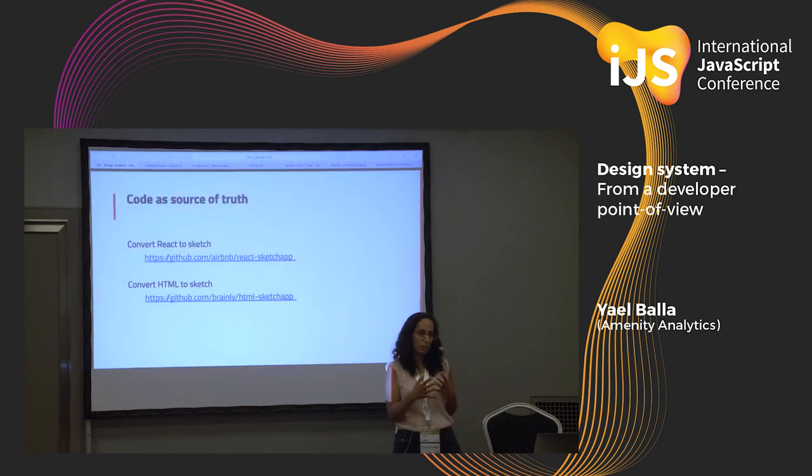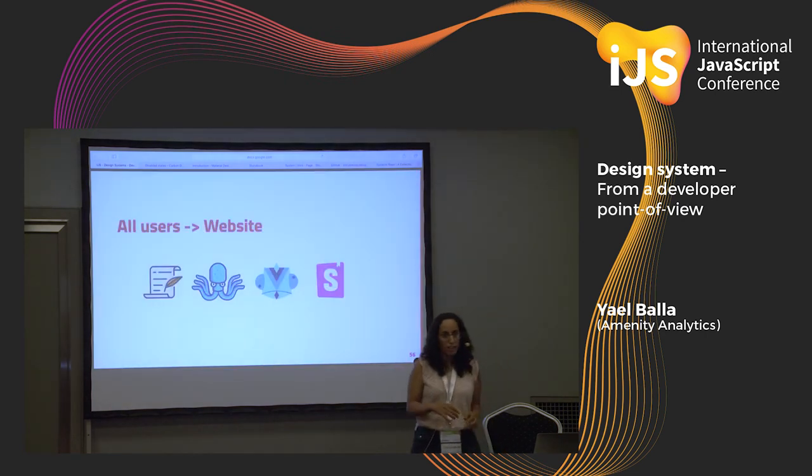So there are a lot of ways to do that. For example, React Sketchup that can take React components and create a sketch file out of it. And there is also HTML Sketchup that can take any kind of web app and turn it into a sketch file. And this makes sense because designers want to see the source of truth as well. And when we work with a design system, we say that the code is the source of truth.